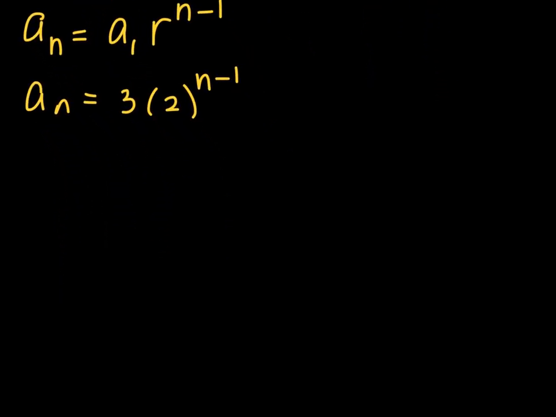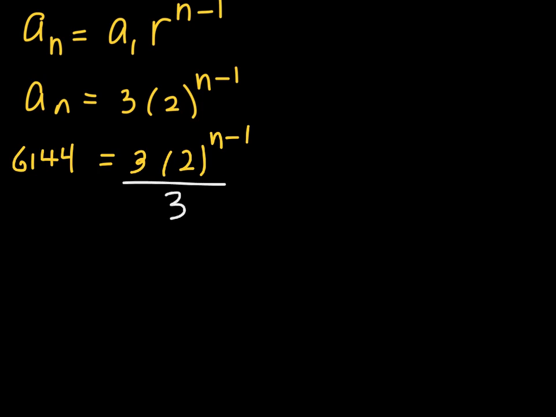All right, 6,144, and then I have 3 times 2 to the power n minus 1. I can divide both sides by 3. So this is similar to what we did in another example. This would give us 2,048 over here is equal to 2 to the power n minus 1. Now, at this point, you can use logarithms to solve for n, or you can realize that the left-hand side is actually a power of 2.